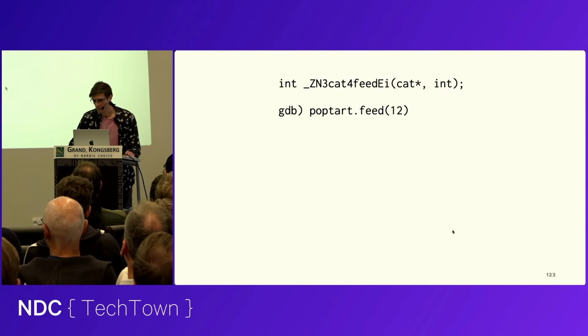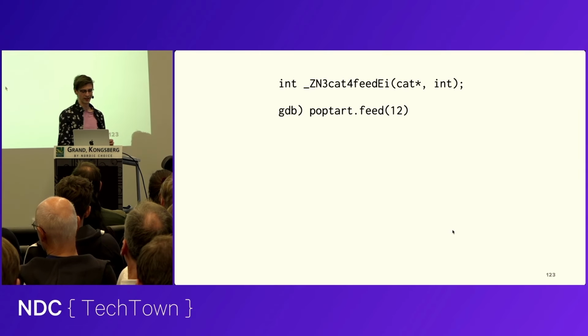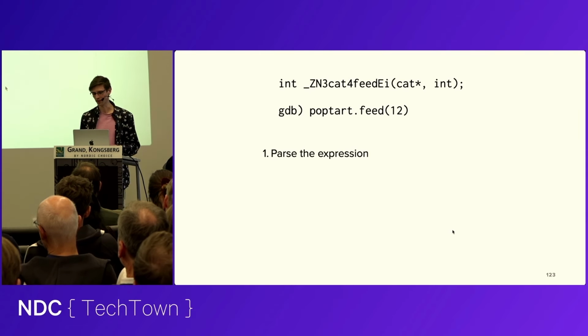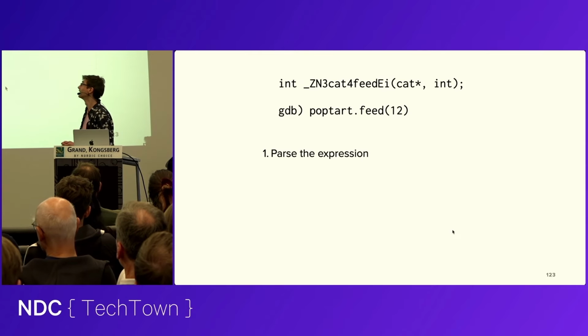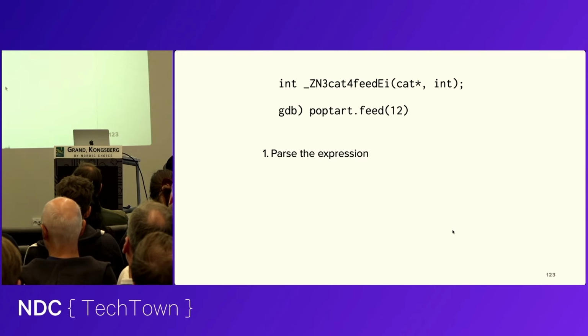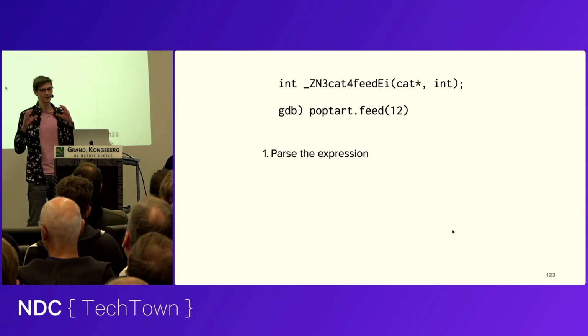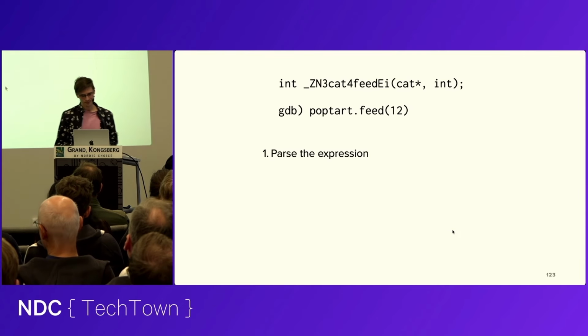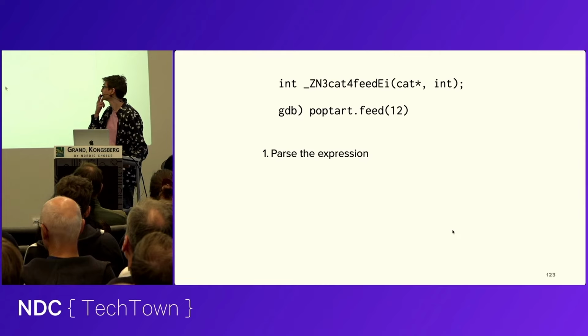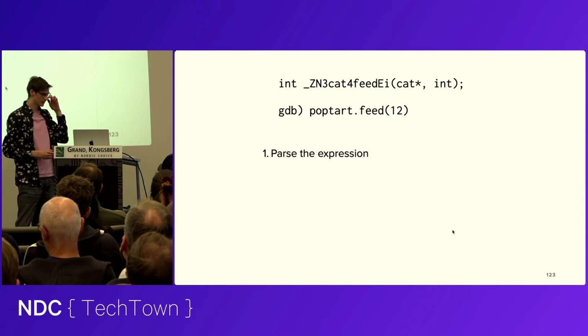So say we want to call pop-tart.feed with 12. What do we need to do? What's the kind of minimal thing that we can do to get this? Oh, we need to parse it. This is where we have to pick how much we're going to support. When I wrote an expression evaluation engine for my debugger, I picked a very, very simple subset of C++ that will work with this, but doesn't have to support the entire gargantuan set of available C++ programs.